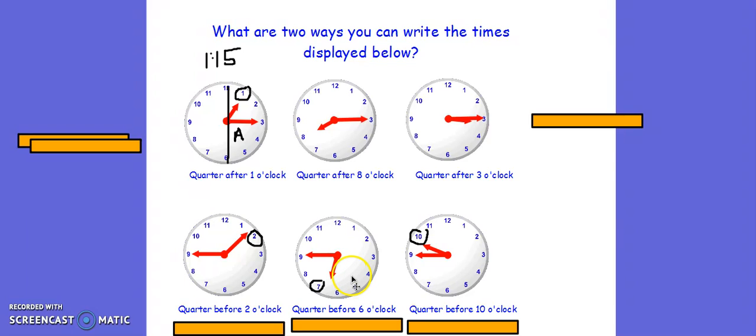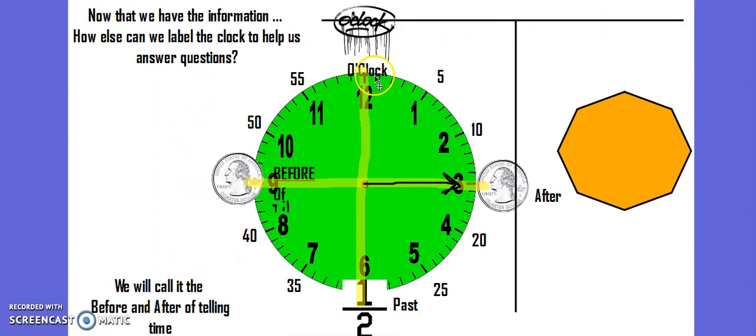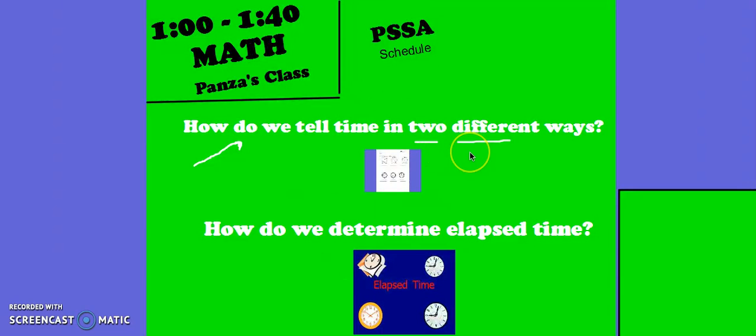So recognizing these quarters will surely help you when you are trying to write time. If you can refer back to this clock and recognize that I have o'clock, quarter after, half past, and quarter before, you'll be able to answer and tell time in 2 different ways and write it the smart way.